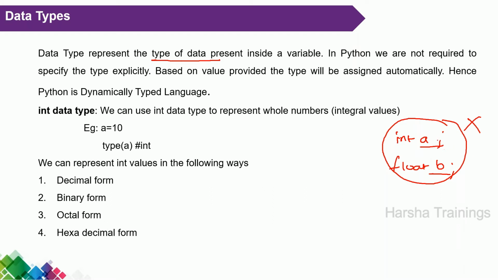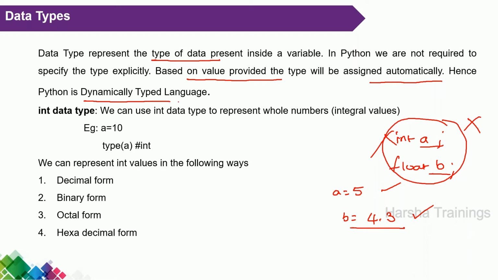Whenever we assign a value, depending upon the type, the variable becomes that particular data type. Based on the value provided, the type will be assigned automatically. For example, if I write a is equal to 5, a automatically becomes an integer variable. b is equal to 4.3, b becomes a float variable. No need of any declaration. That is the reason we already discussed that Python is a dynamically typed language.